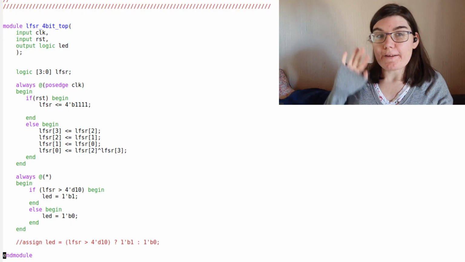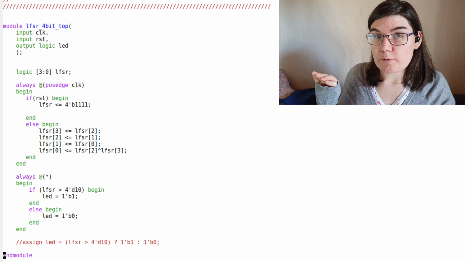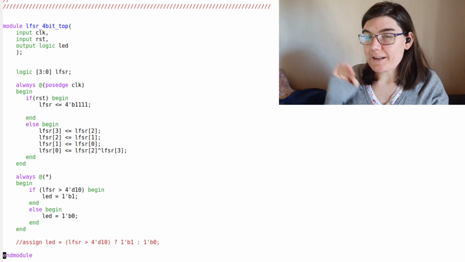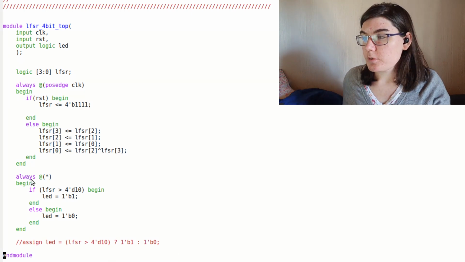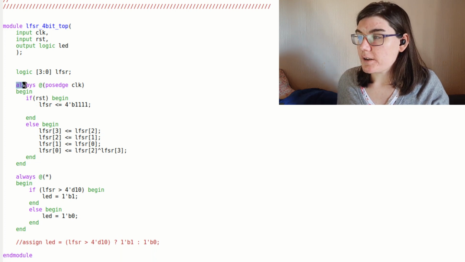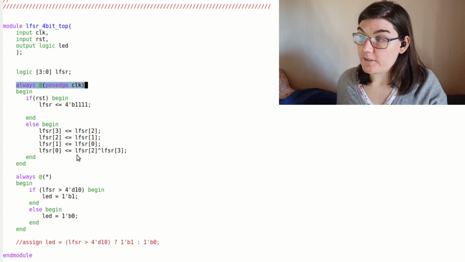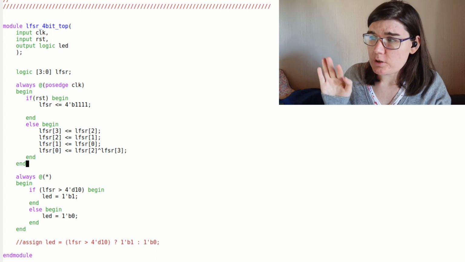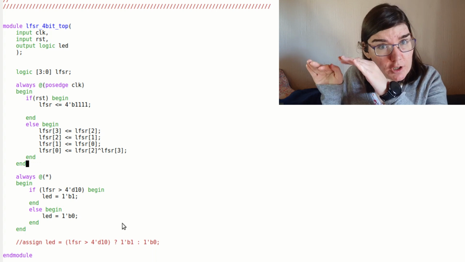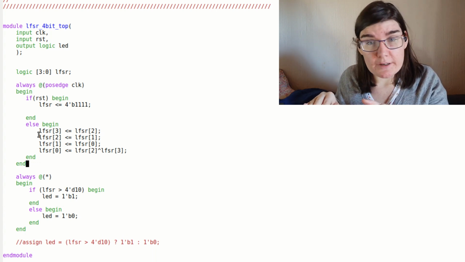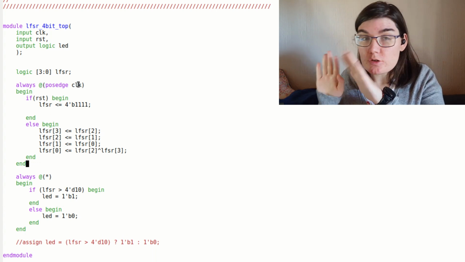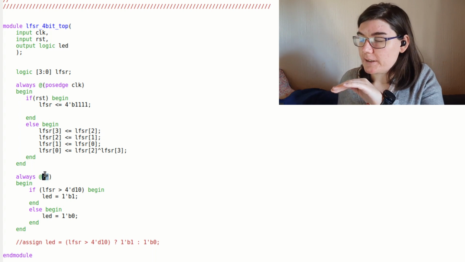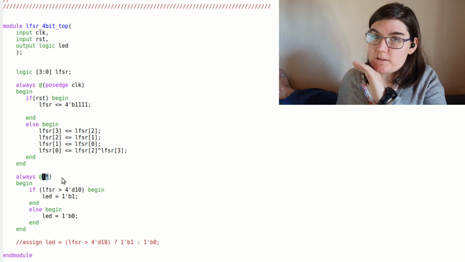In this example, I have both kinds of always blocks: a synchronous one and an asynchronous one. We're going to start with the asynchronous one, and you can see the difference is that the synchronous one has a clock in the sensitivity list. You don't have to worry about the sensitivity list at all. You just have to see, does it have a clock or doesn't it? If it does have a clock, then you know it's synchronous, and if it doesn't have a clock, like this one that just has an asterisk, then it's asynchronous.